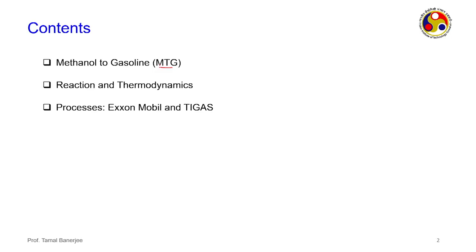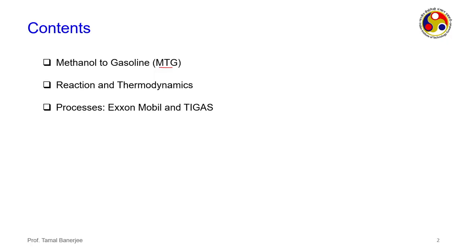So in today's lecture, first we will see what methanol to gasoline, MTG in short form, is. Then we will also see the reaction and thermodynamics. There are two ways of doing it. Either you have methanol produced and you convert it to gasoline, or you have syngas and you produce gasoline directly. So there are two approaches. The former is adopted by ExxonMobil, and the latter is called the TIGAS process, where syngas is directly converted to gasoline. I will discuss both these processes, the ExxonMobil and the TIGAS, along with the associated reaction and thermodynamics.